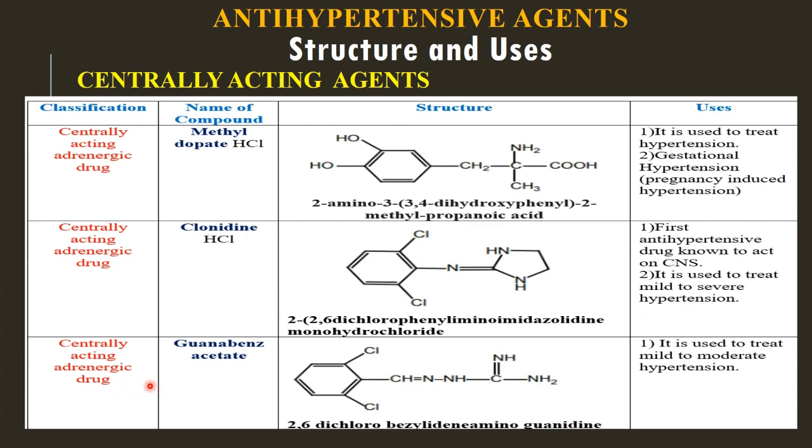The next drug under the centrally acting adrenergic drugs is guanabenz acetate. In guanabenz acetate, you can see the benzylidene group is present: 2,6-dichlorobenzylidene amino guanidine. So what is the guanidine group, students? It is NH=C(NH2)-NH, the guanidine group. What are the uses of guanabenz acetate? It is used to treat mild to moderate hypertension.